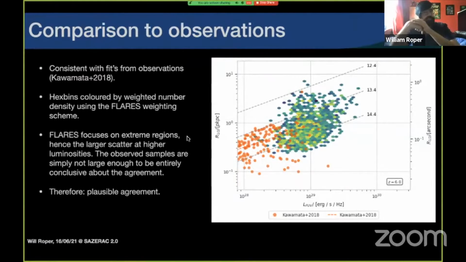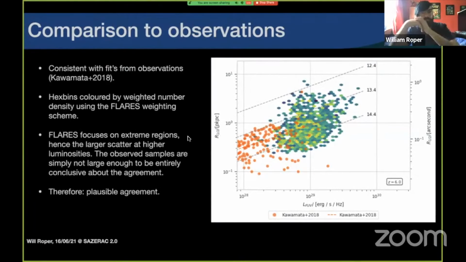But the obligatory point here being that, as we've heard this week, Webb will give us a wealth of data, and we'll hopefully be able to populate.